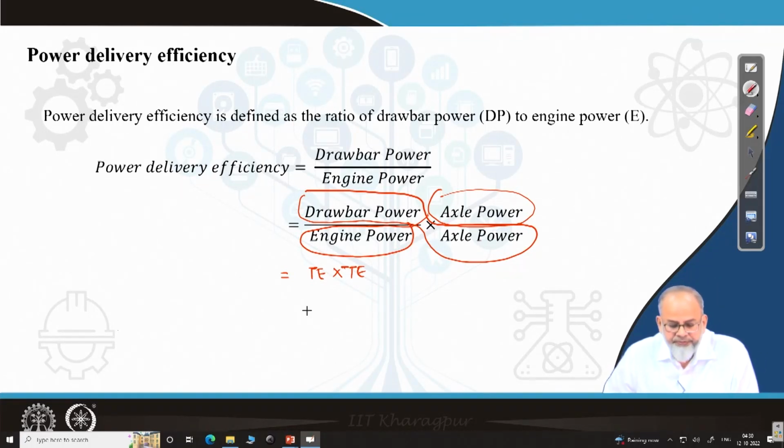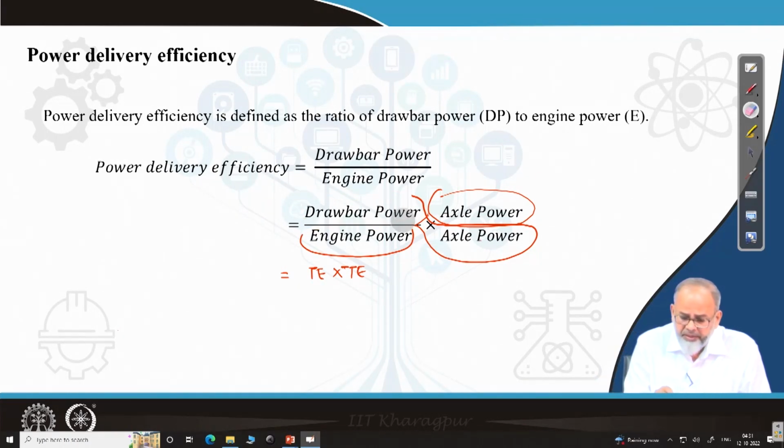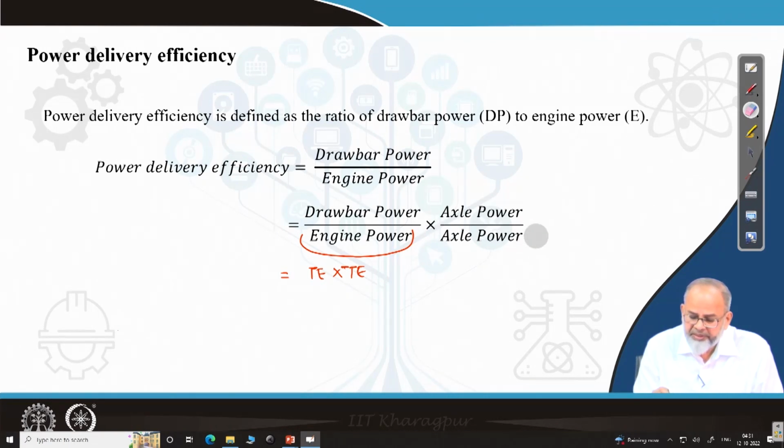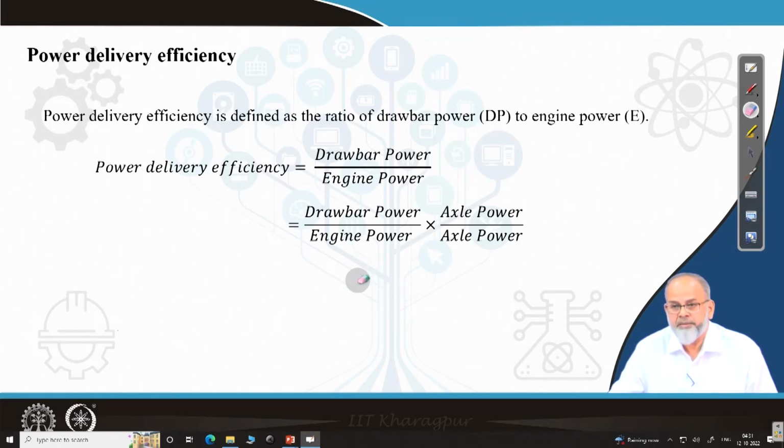The details of variation of this power delivery efficiency, tractive efficiency, coefficient of traction, coefficient of gross traction, and coefficient of rolling resistance with slip we will be discussing in the coming lecture. So in brief, we have discussed different performance parameters which are associated in evaluating the performance of a single wheel or a tractor.